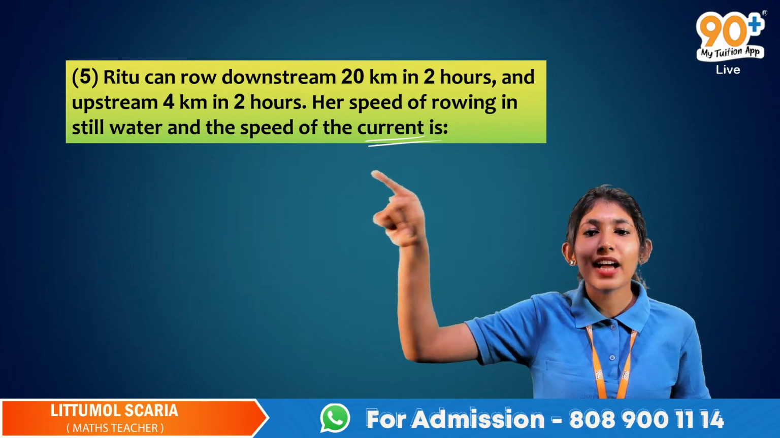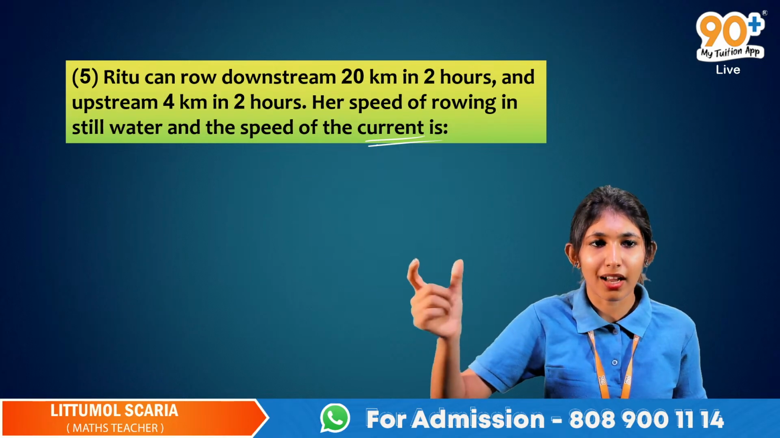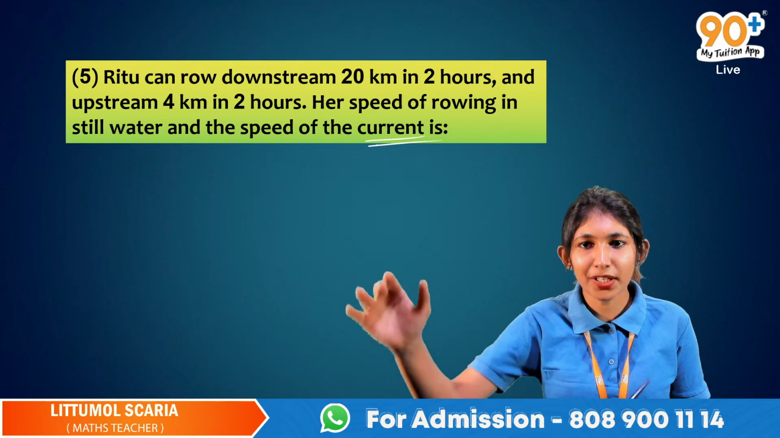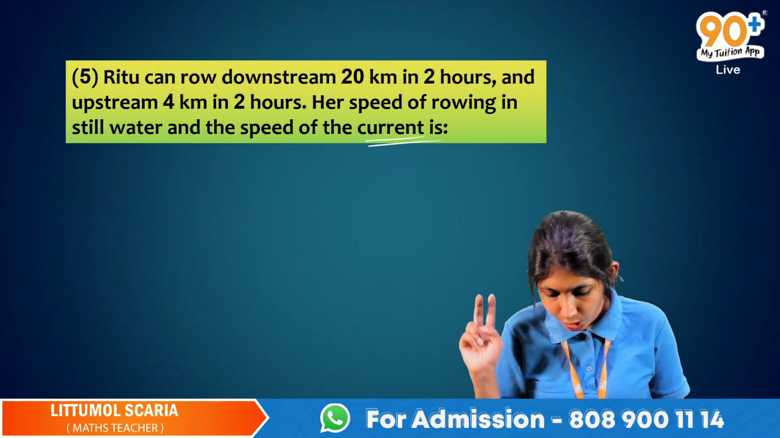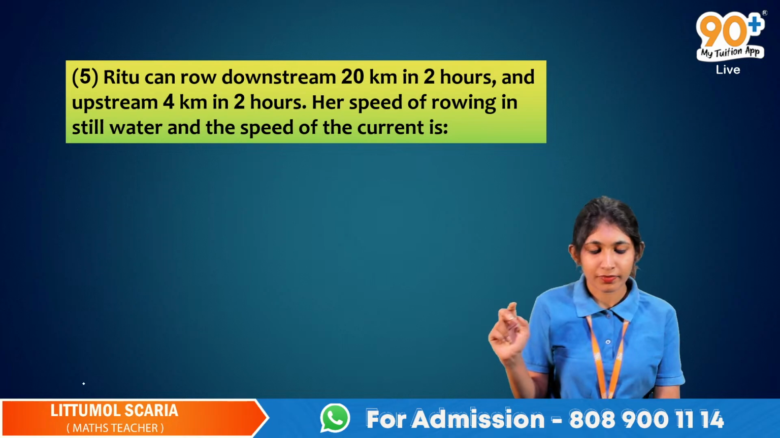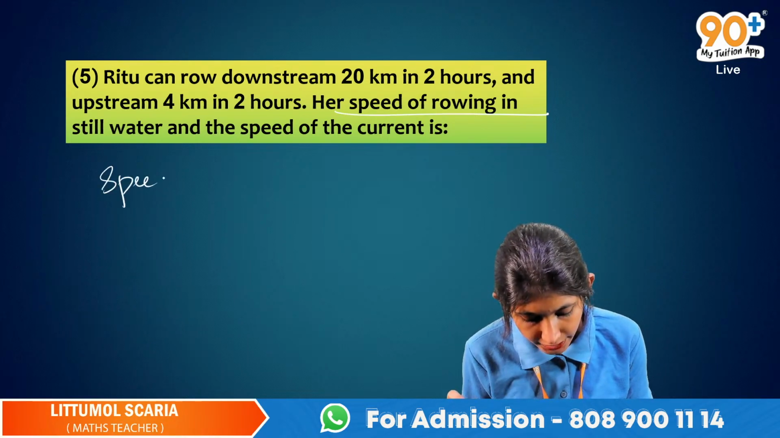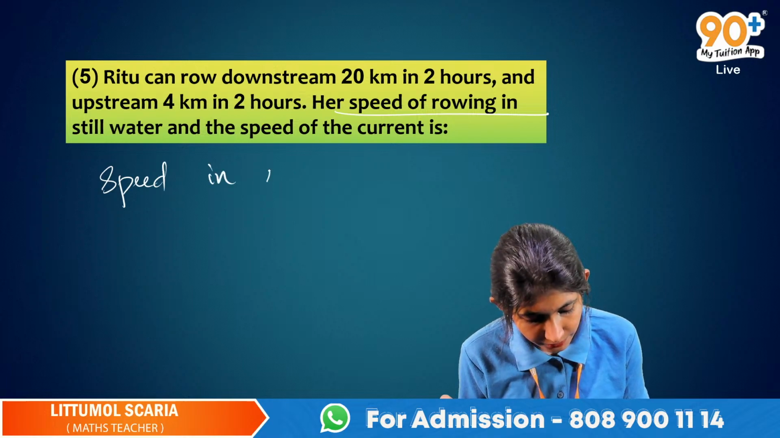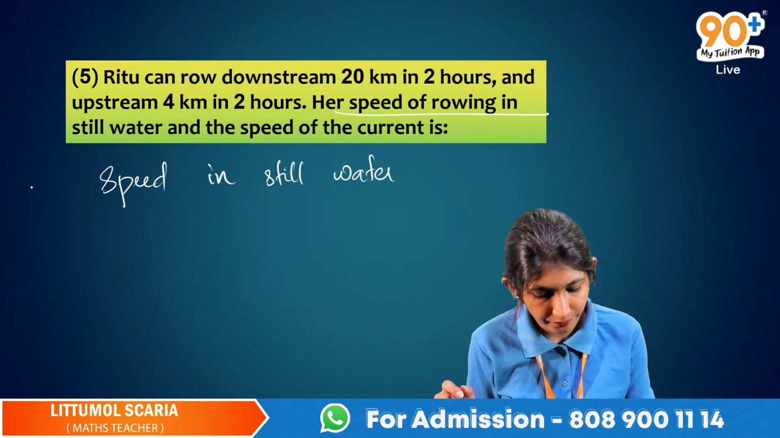This upstream and downstream, water is running, so we have to know the speed of water. Okay, speed of current. The water is flowing, we have to know the speed of water. So what are the two things we are supposed to find? We are supposed to find speed in still water. What do you mean by still water?